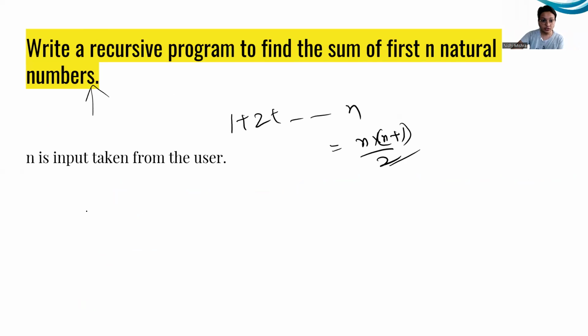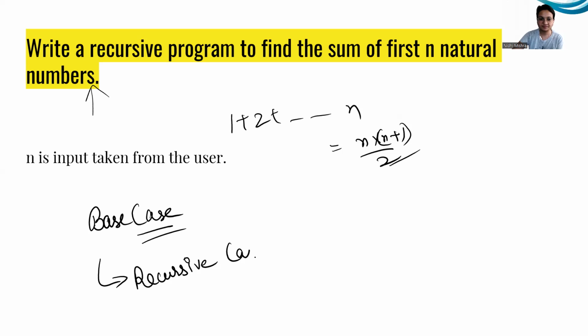When in a recursion, you have to think about three things. Base case. Correct? Recursive case. Where to call it. Okay? Correct? Yes. This is very important.